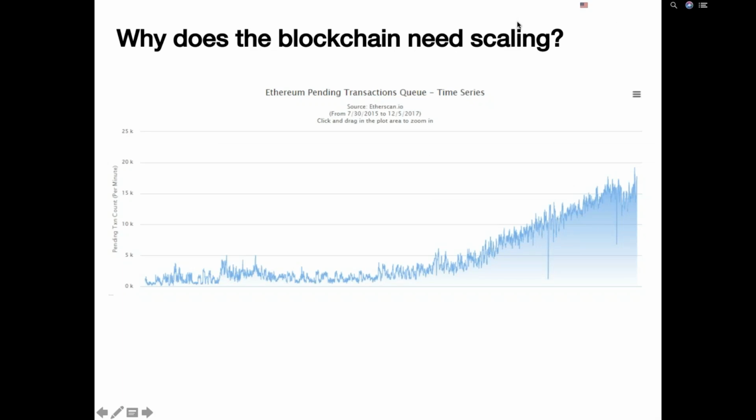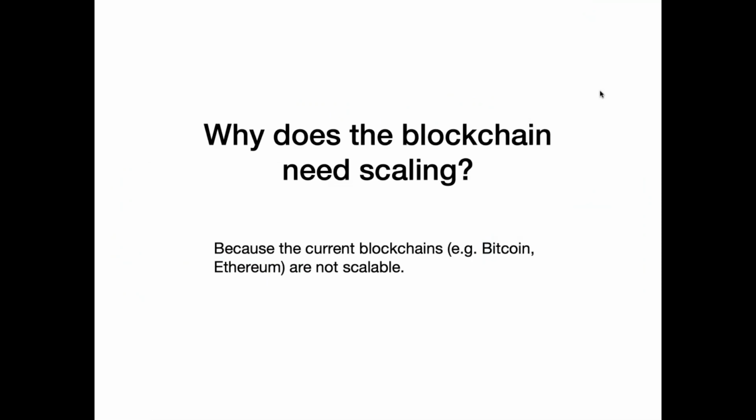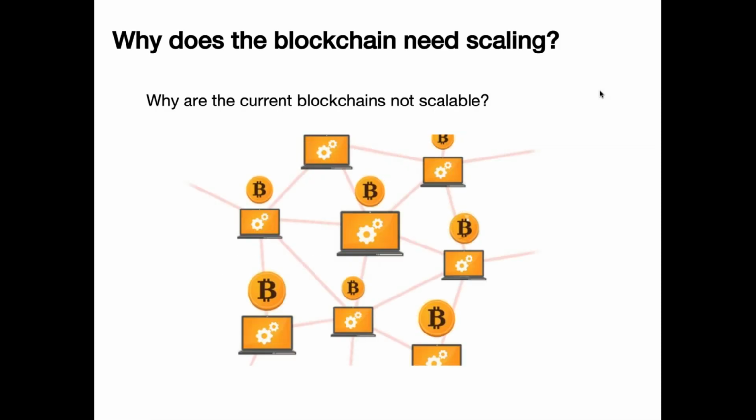So CryptoKitties became so popular that it almost disrupted the network, and we can see the CryptoKitties trade transactions account for almost 15% of the volume, and a lot of transactions got pending. From these two facts, we can answer the question, why does the blockchain need scaling? It's because the current blockchains like Bitcoin and Ethereum are not scalable. It's very far from web scale adoption.